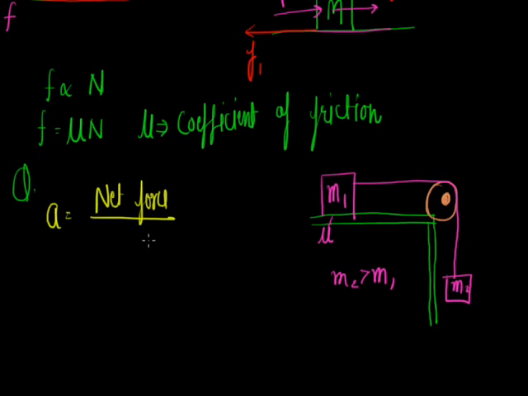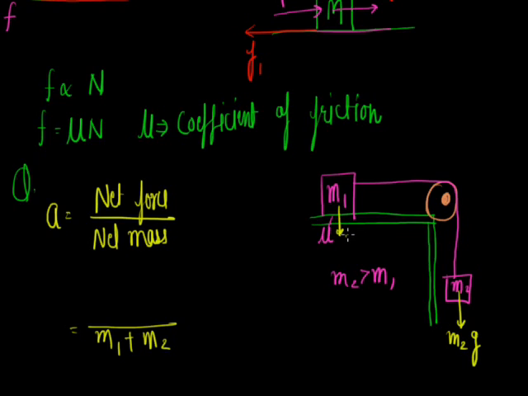If there is no component of force along the direction of acceleration, then we have to first take the component of force along the direction of acceleration. Net force upon net mass. There is no problem with net mass, it is simply m1 plus m2. But for net force, on the m2 body the force will be downward, equal to m2g, and on the m1 body it will be m1g, right?